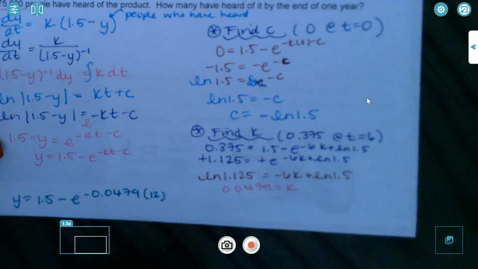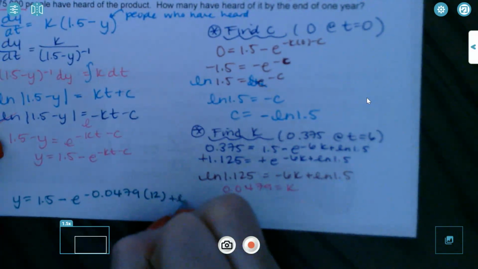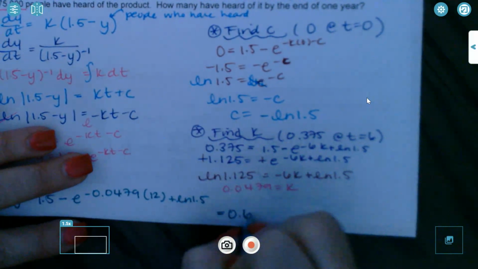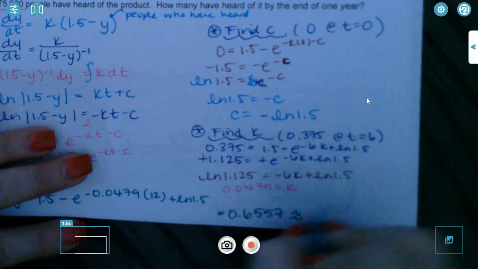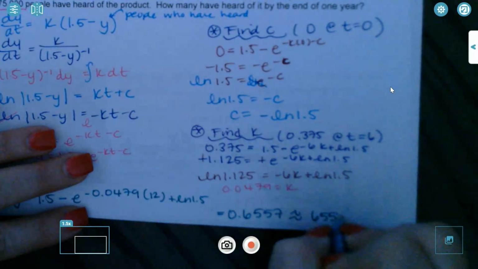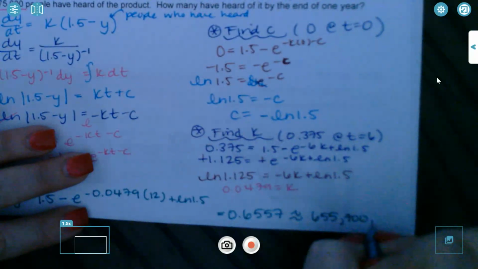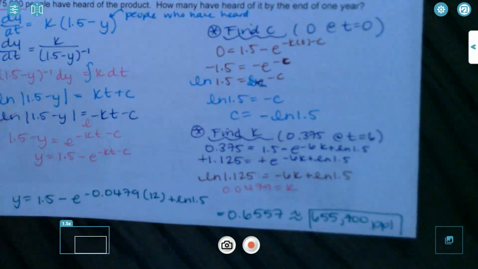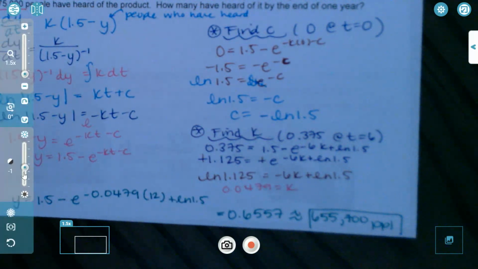We want it after a year, so we're going to put 12 in as our time, plus the ln of 1.5, and our value was 0.6557, or approximately 655,700 people.